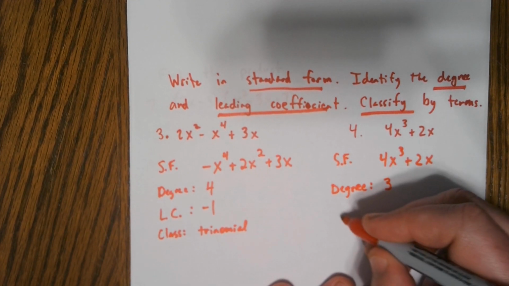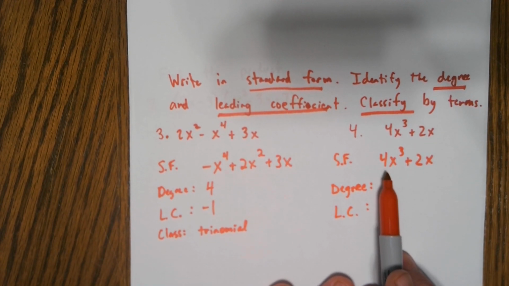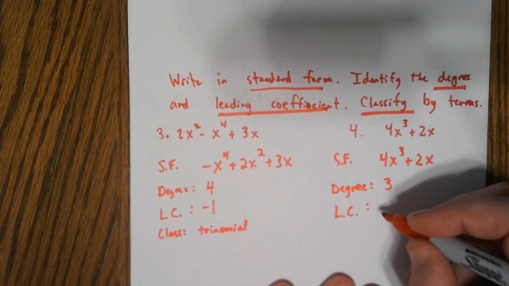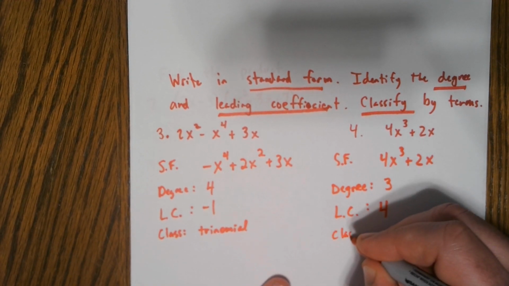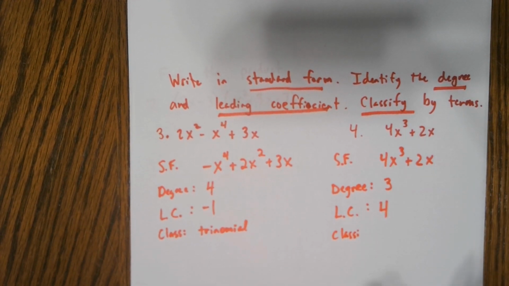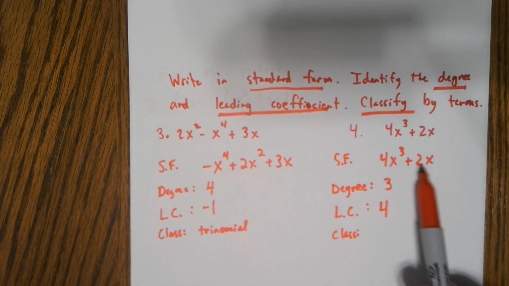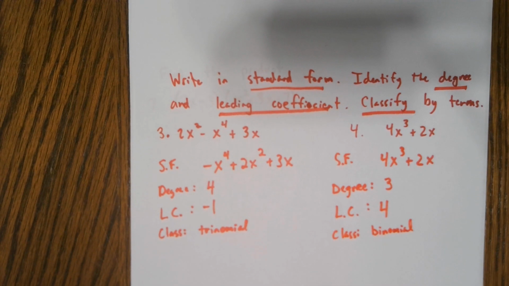So that's my degree. My leading coefficient is just the number in the front. When written in standard form, what number is in front? And it's right here. This coefficient of 4 is in front of the x cubed term. That is my leading coefficient. Lastly, whenever I classify it, again, I'm either listing monomial, binomial, or trinomial. I'm just asking myself how many terms does it have. In this case, I have 2 terms, so it is a binomial. Again, bicycle, 2 wheels, 2 terms, binomial. Tricycle, 3 wheels, 3 terms, trinomial.